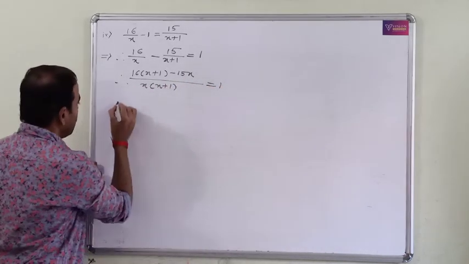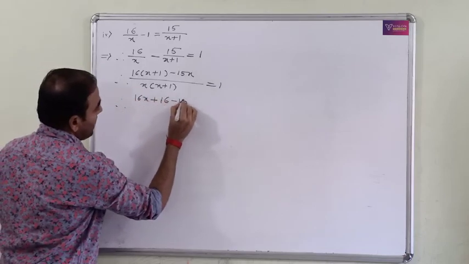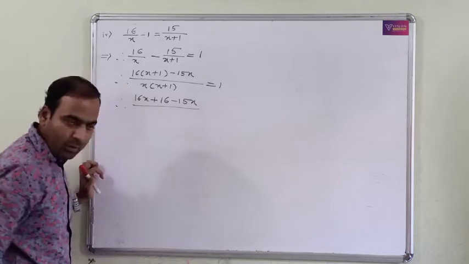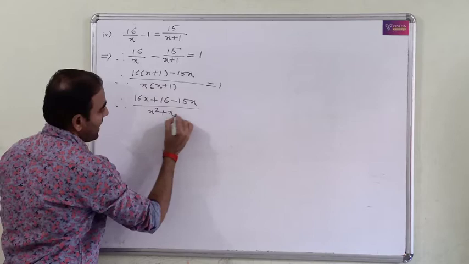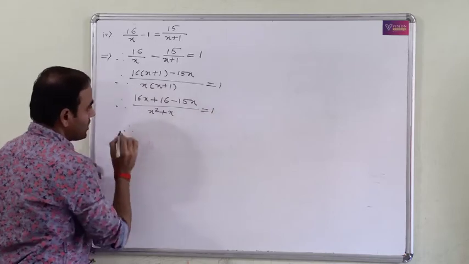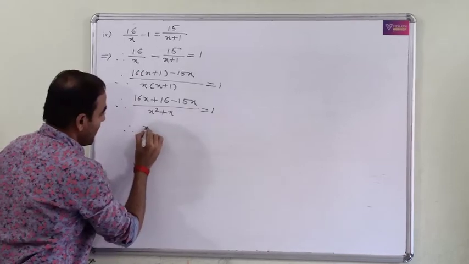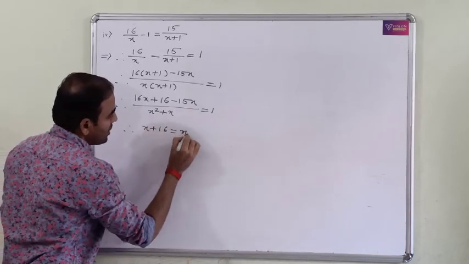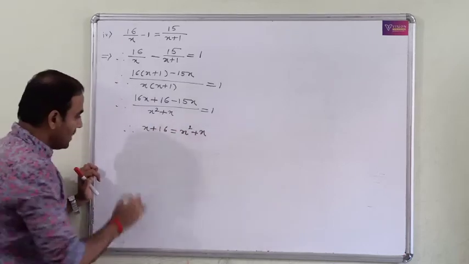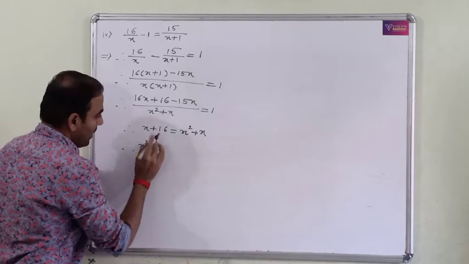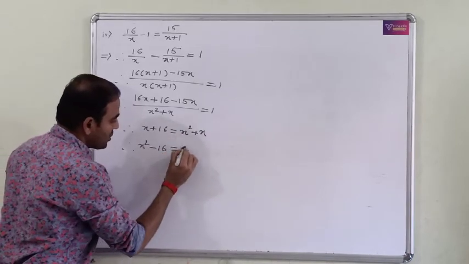Got it? So you get 16 into x, 16x plus 16 minus 15x. Okay? Upon x into x is x square plus x into 1 is x. So you get 16x minus 15x is x. So x plus 16 is equal to 1 into x square plus x is x square plus x. Then x square plus x get cancelled. Minus 16 is equal to 0.